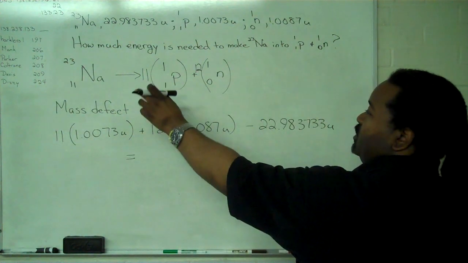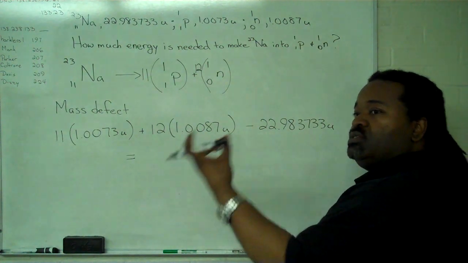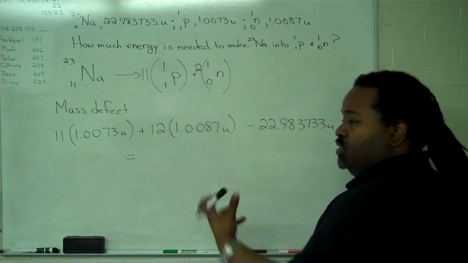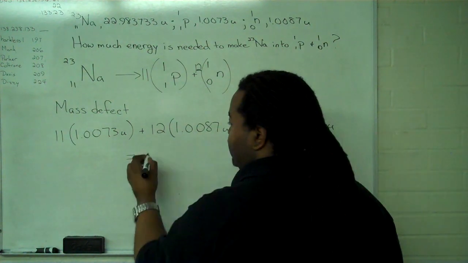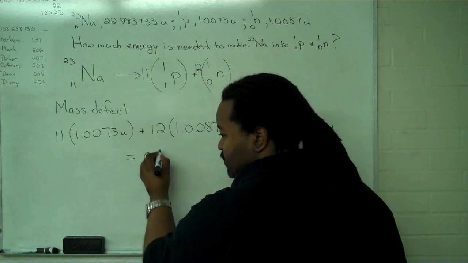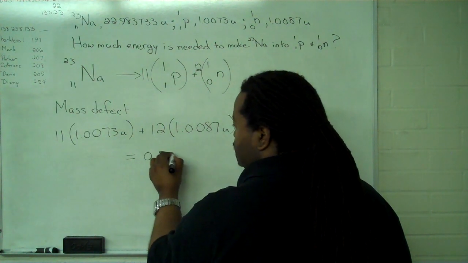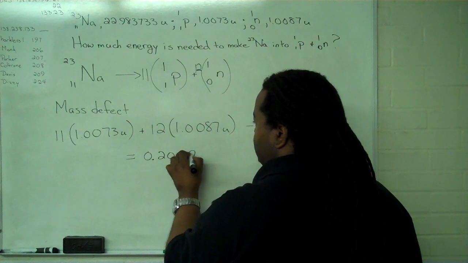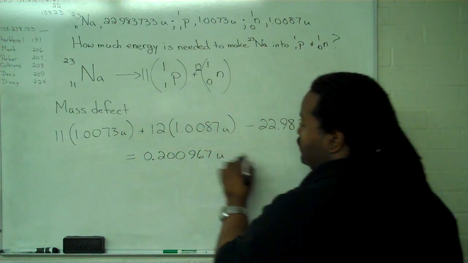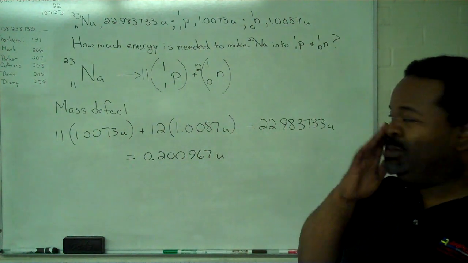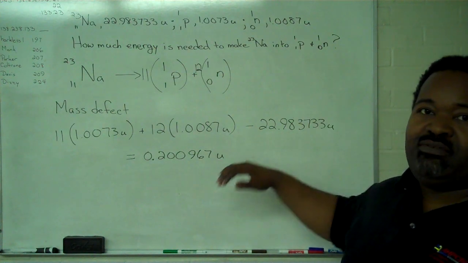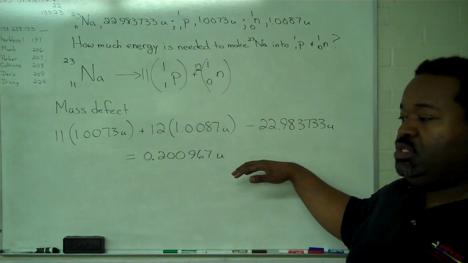And in this case, because we're going from a bound nucleus to the component parts, we're going to see an overall increase in mass. And that's 0.200967 atomic mass units.